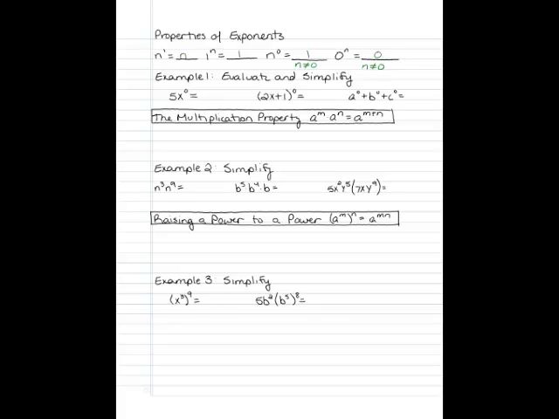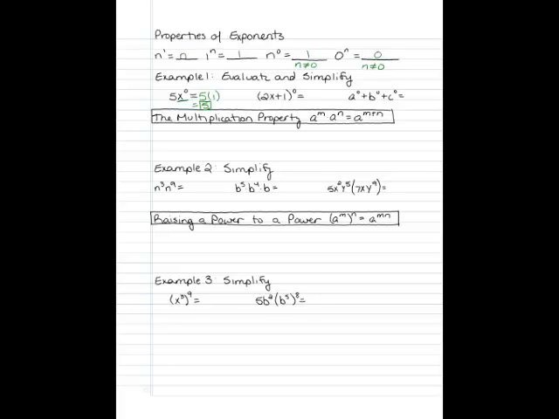So example 1 refers to these properties. Evaluate and simplify each of the following, starting with 5 times x to the 0. Now order of operations states that you need to work with the exponent before the multiplication. So we need to work with the x to the 0 before we multiply by 5. So over here I'm just going to copy down the 5. X to the 0, any number to the 0 power, is 1. So we have 5 times 1, which is 5.